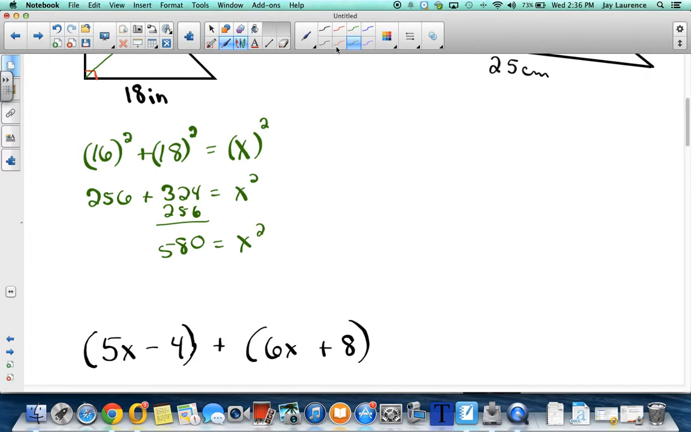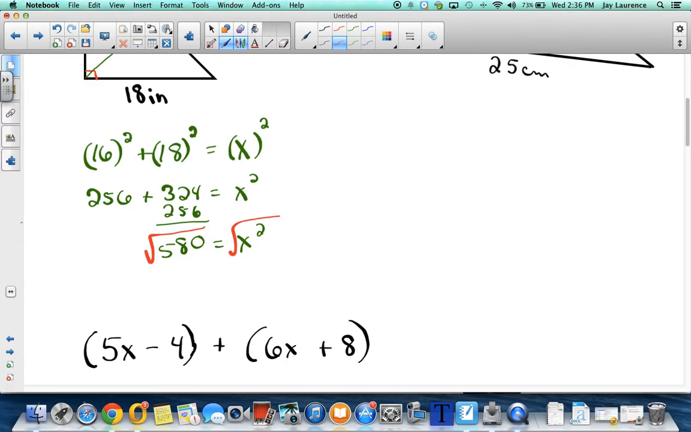Now, to find out the length of x, I'm going to take the square root of each side. Okay, and I'm only worried about the positive square root. I don't happen to know the positive square root of 580. Oh, by the way, I'm using a calculator that Alexa Gatos left by mistake last year. If you guys know Alexa, let her know I have her calculator. I would love to give it back to her.